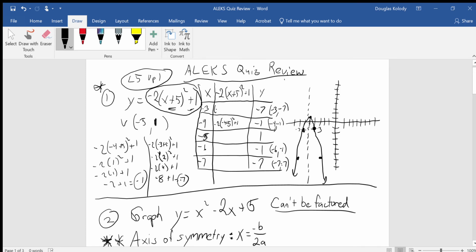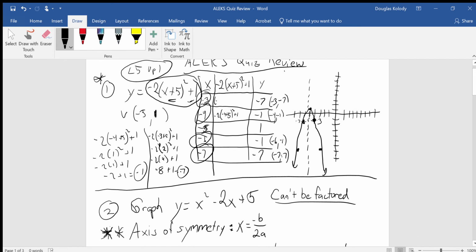Pause the video, replay the video. What did I do? I found the vertex. I chose x values symmetrically on either side of the vertex. And then I plugged in. Plug it in, plug it in. Pause this, go back over.